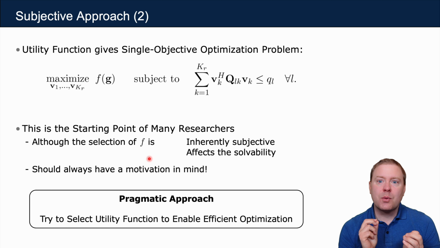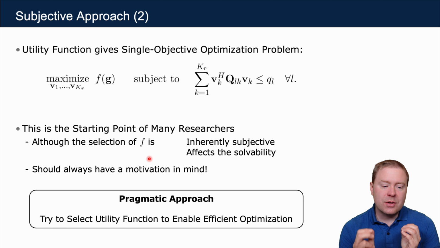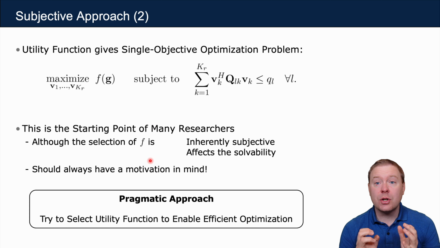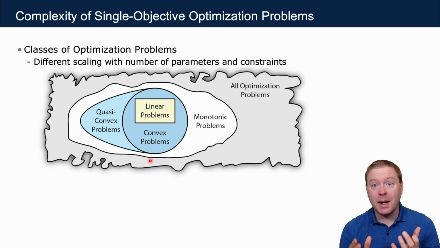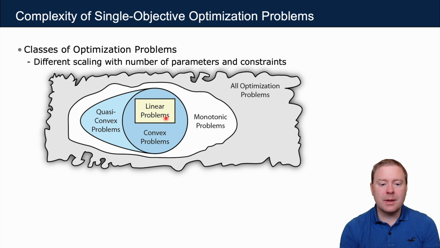And I think the pragmatic approach is to try to select our utility function in order to enable efficient optimization, so that we can get a low computational complexity. So let's have a look at different kinds of optimization problems that we might come across. We have the linear problems, which have the lowest computational complexity among the things that we could imagine getting here. We then have a bigger set of convex problems that are also efficiently solvable.